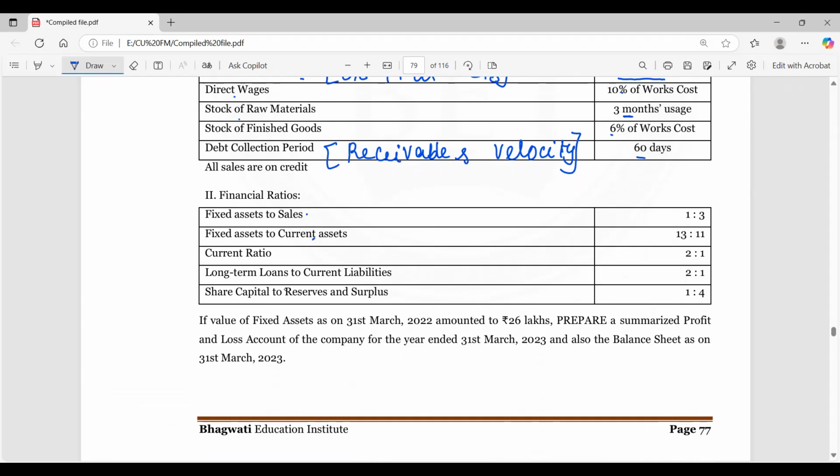Then financial ratios are given: fixed asset to sales, fixed asset to current asset, current ratio, long term to current liability, and share capital to reserves and surpluses. Now listen, if value of fixed asset on 31st March 2022 is 26 lakh, prepare a summarized P&L account for the company and we have to prepare balance sheet for 31st March 2023. Now listen, in this question, fixed asset is given as 26 lakh. So our starting point could be either fixed asset to sales or fixed asset to current asset. We will start from fixed asset to current asset first. Question number 41.